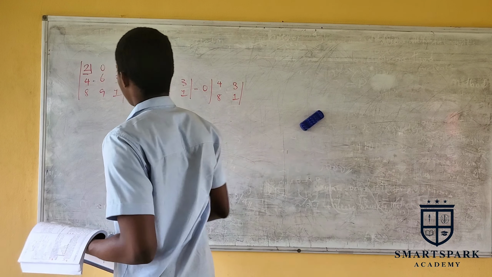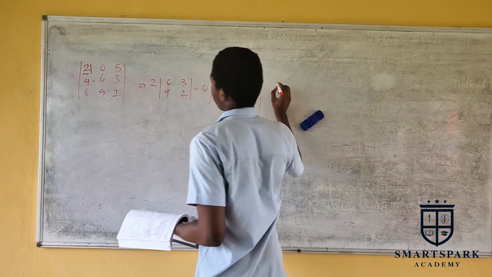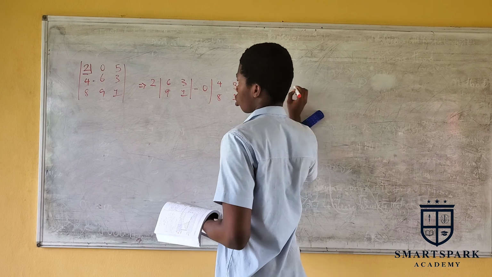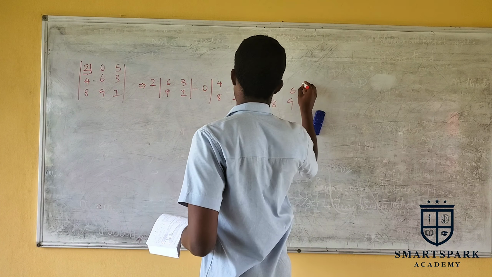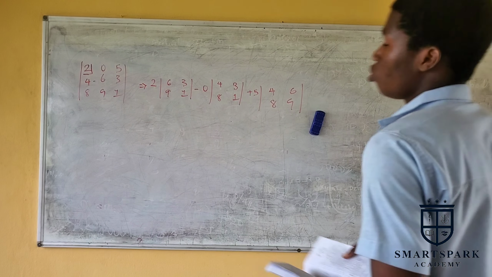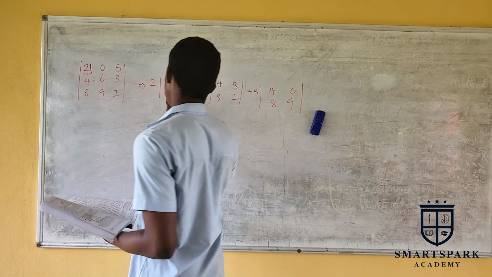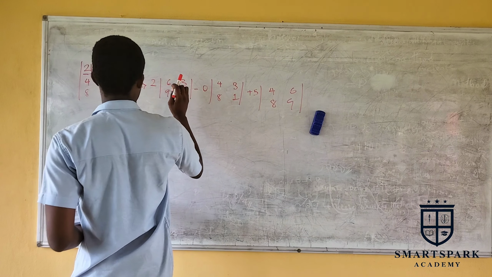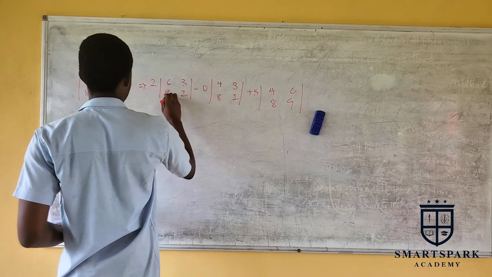For the 5, we are going to do the same thing, plus 5. It's going to be 4, 6, 8, 9. So now we are going to do the same thing that we usually do for a 2x2 matrix. So this is going to be multiply this by this and minus it from the difference between this and this.